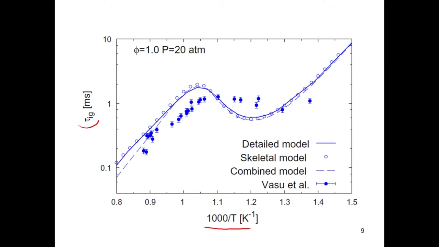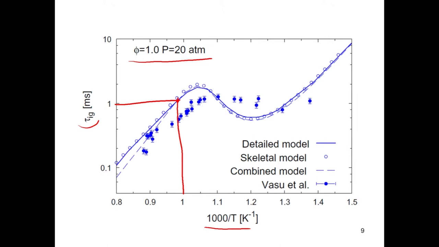Now, as we vary the initial temperature, the ignition delay time changes. For example, here you see the initial state of the mixture was phi equal 1.0 and pressure equal to 20 atmosphere. What this plot tells is that if we start at, say, this value of 1, which means 1000 by T is equal to 1, which means T is equal to 1000 Kelvin, the ignition delay time at this point is about 1 millisecond.